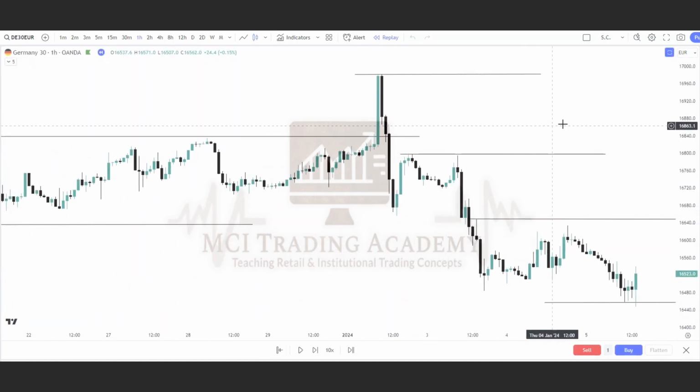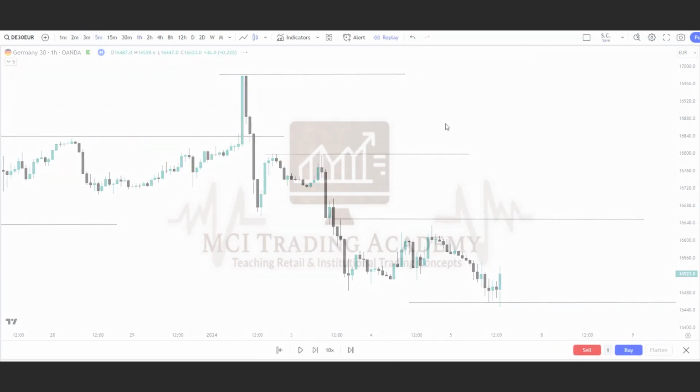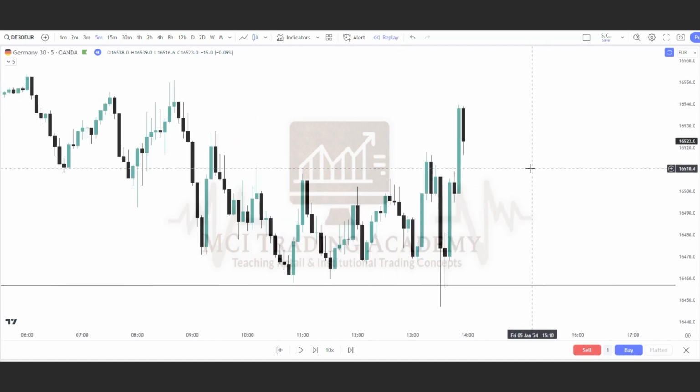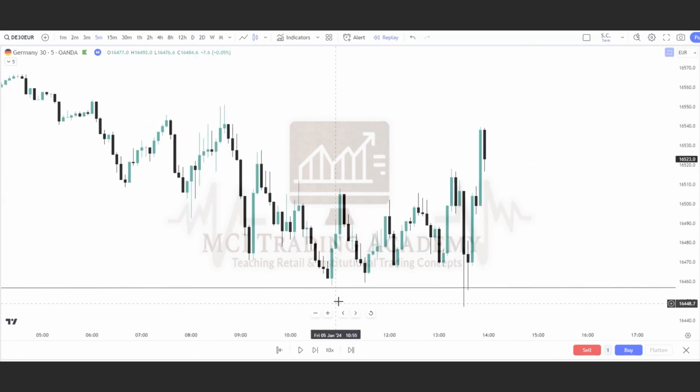Okay, let's go to 5 minutes and see where we could have entered a trade here. So we have that liquidity on the 1 hour. Price consolidates here, and then we have this long wick going to take that liquidity. Once the liquidity is taken, do we just buy in? No, we look for some break of structure and some level where we can enter.